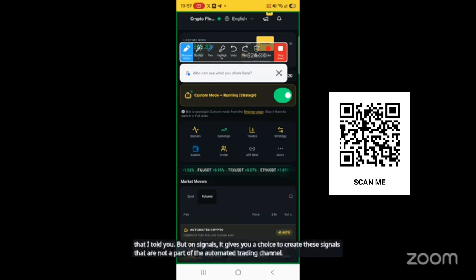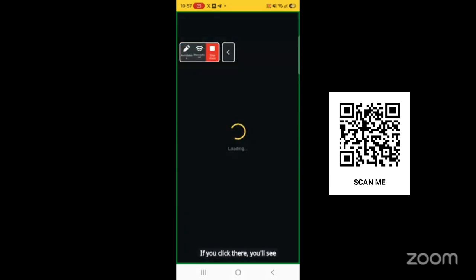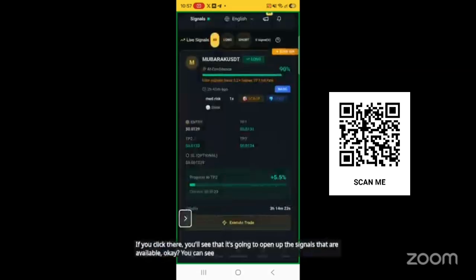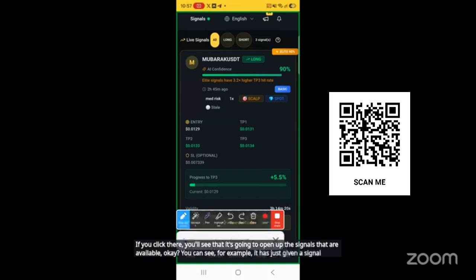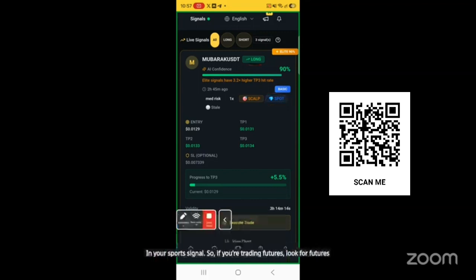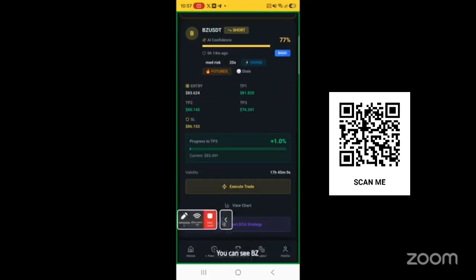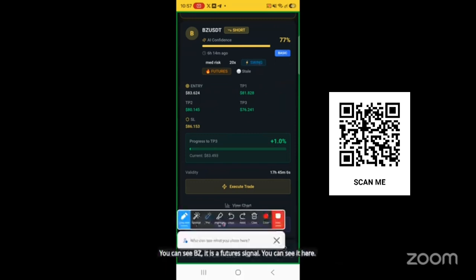So on the signals, if you click there, you'll see that it's going to open up the signals that are available. You can see, for example, it has just given a signal of Mubaraka USDT. It is a spot signal. So if you're trading futures, look for futures signals. Let's see whether there's any futures signal here. You can see BZ is a futures signal. It was a short futures signal.